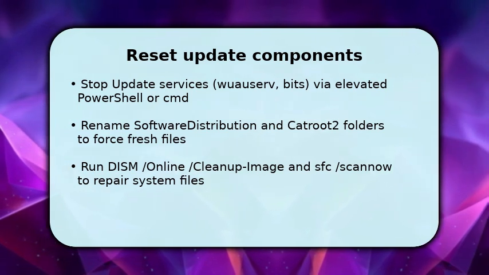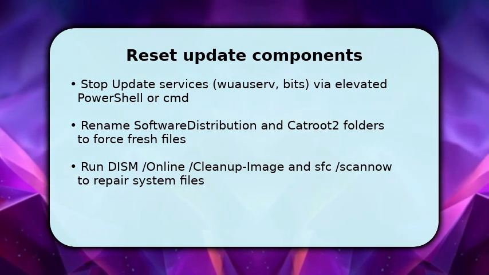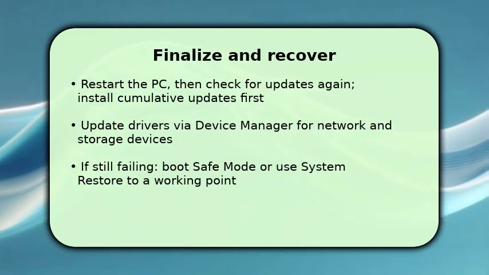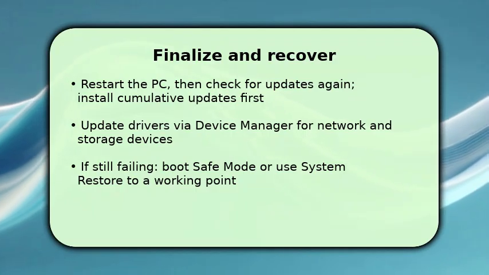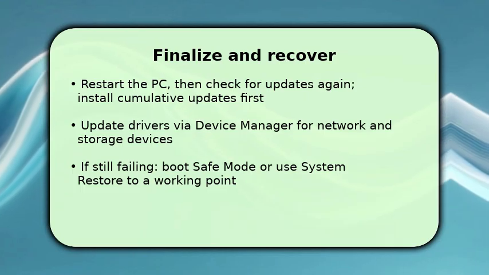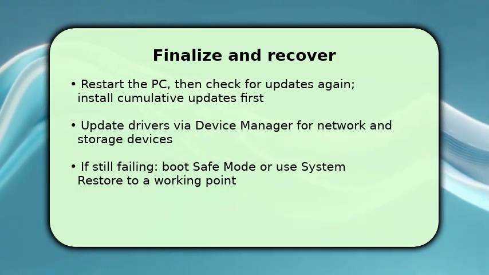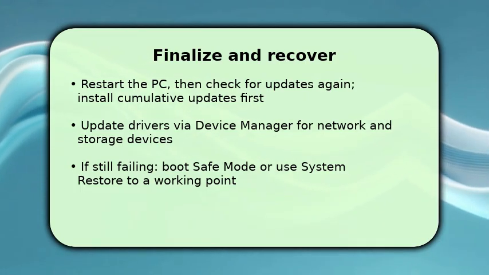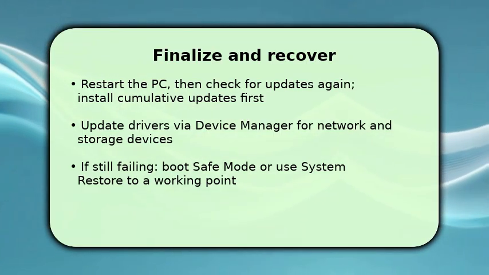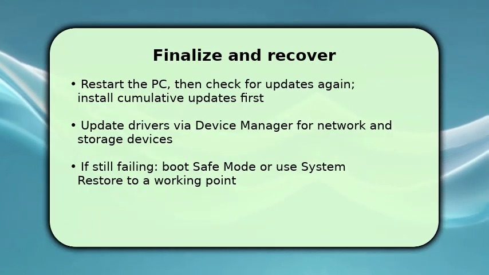Finally, restart your machine so all service and component changes take effect, then run Windows Update again and prioritize the latest cumulative patch. Make sure core drivers, network and storage are current via Device Manager because driver conflicts often block updates. If the update still fails, boot into safe mode and try the update or restore to a recent system restore point. That recovers a working configuration while preserving files.